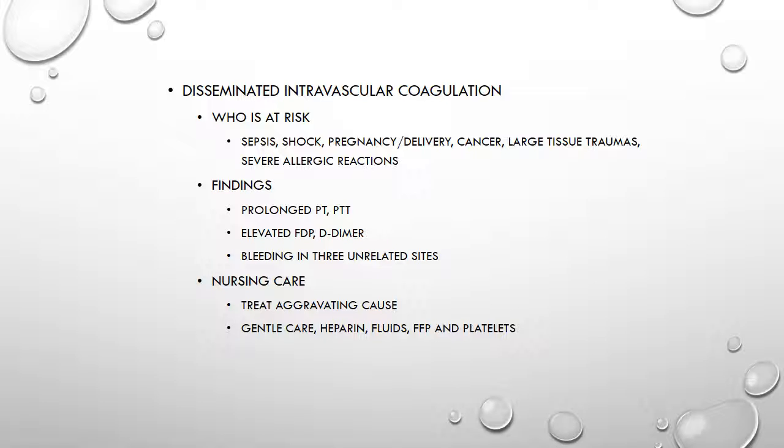Another disorder with coagulation has to do with DIC, or disseminated intravascular coagulation. Some of our patients at big risk for this are pregnant patients once they've delivered, you remember hearing about DIC in OB. Also patients in sepsis, shock, cancer, anyone who's had any large tissue trauma, or severe allergic reactions. What we're going to find is that they're going to have prolonged PT, PTT, elevated FDP, elevated D-dimers. We're going to see bleeding in three unrelated sites with this.